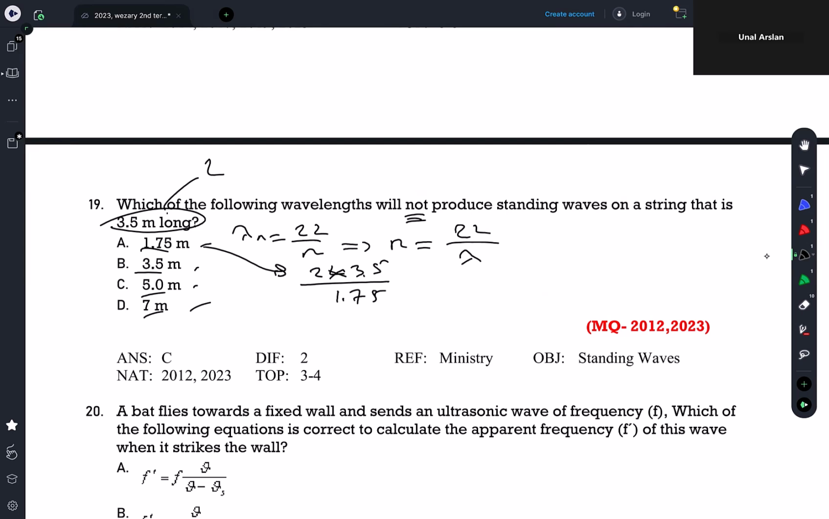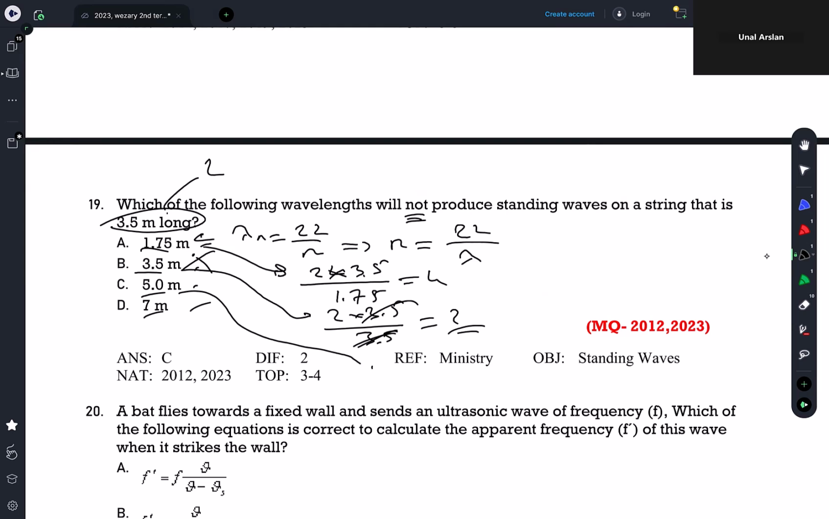2 times 3.5 divided by 1.75. The result is 4. Yes, it's an integer, so it's a standing wave. We are looking for the one that is not, so this is not the answer. The other one is 2 times 3.5 divided by 3.5. That's just the second order. It's also a standing wave. It's not the answer.